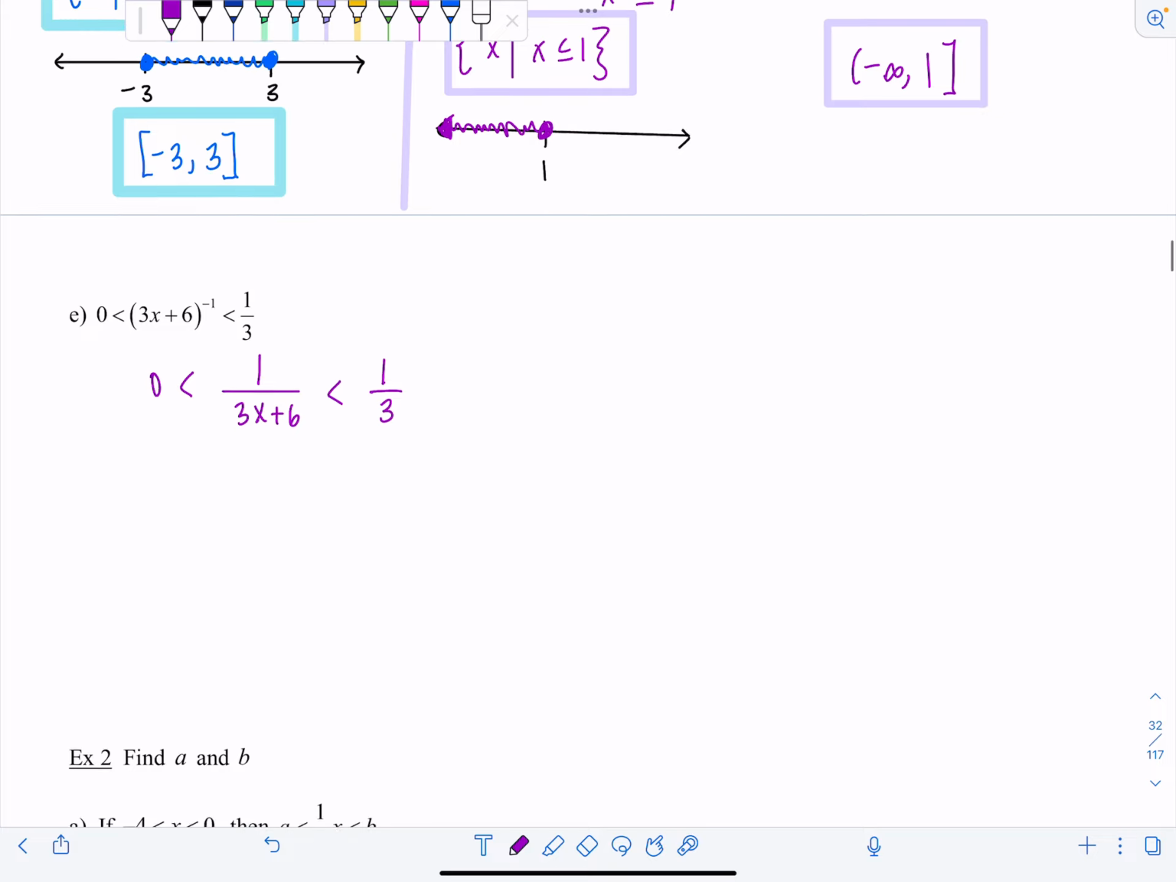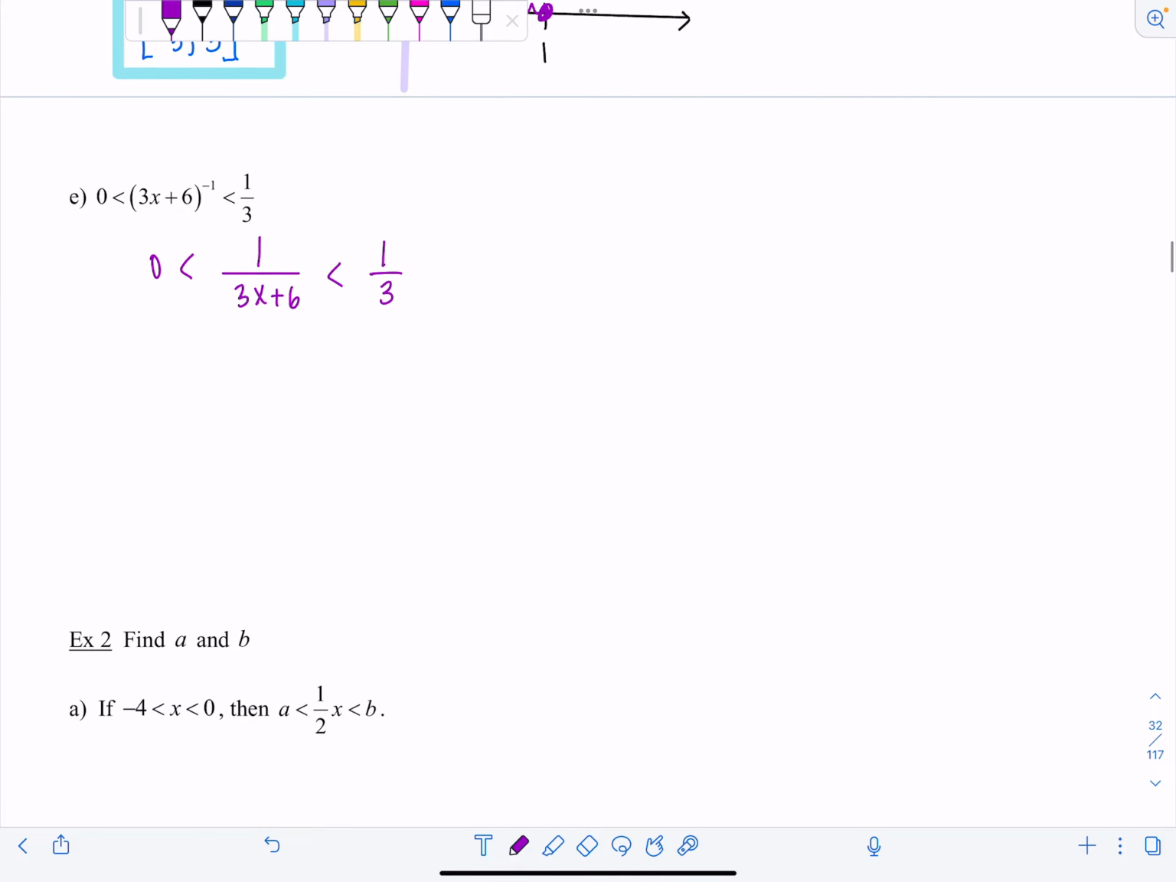So if I have 1 over 3x plus 6 is greater than 0, I'm going to write that separately. 1 over 3x plus 6 is greater than 0. And at the same time, 1 over 3x plus 6 needs to be less than 1/3. So let's work on each piece by piece.